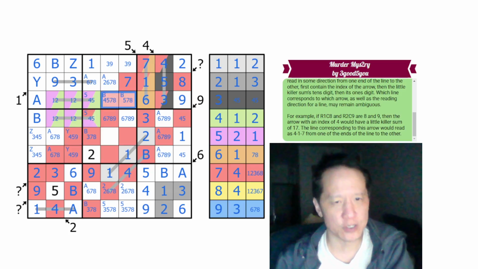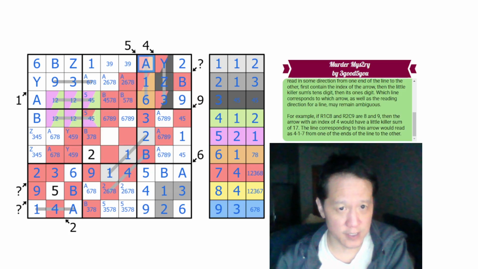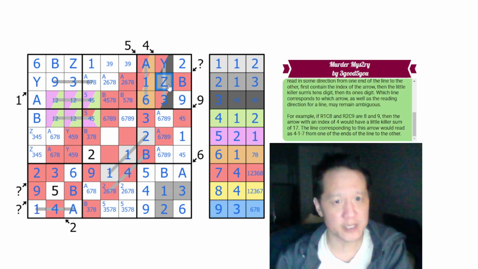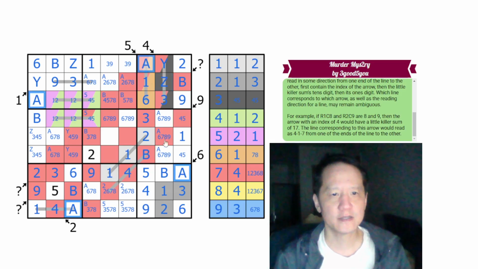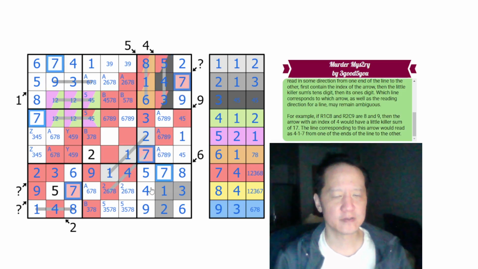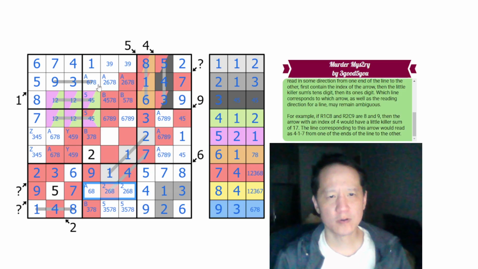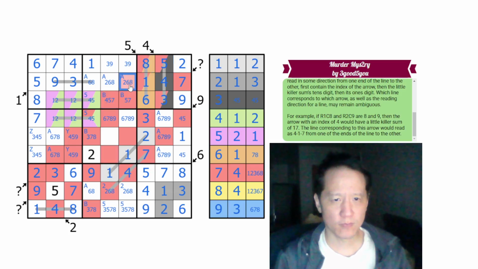So now we've shown the z and the a have to be 4. This has to be 4 and a has to be 8. So the a has to be 8. The z has to be 4. The y's have to be 5s. And the b's have to be 7s. So these can't be 7 anymore. These can't be 7 anymore. This can't be 8 anymore. This cannot be 4 anymore. This can't be 5 anymore. And this can't be 7 anymore.